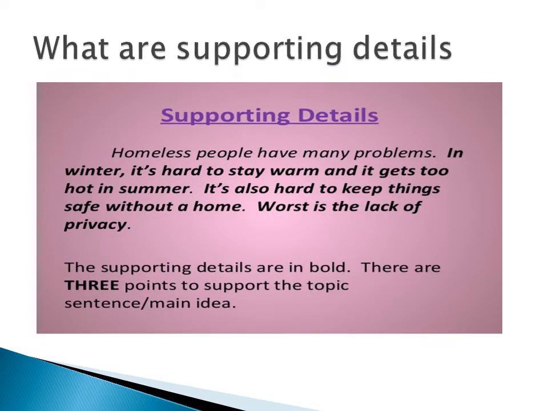The supporting details are in bold letters. There are 3 points to support the topic or the topic sentence or the main idea. Let me read to you the 3 supporting details. In winter, it's hard to stay warm and it gets too hot in summer. It's also hard to keep things safe without a home. And lastly, worse is the lack of privacy. All these 3 sentences are so-called supporting details that support the main idea, which is homeless people have many problems.